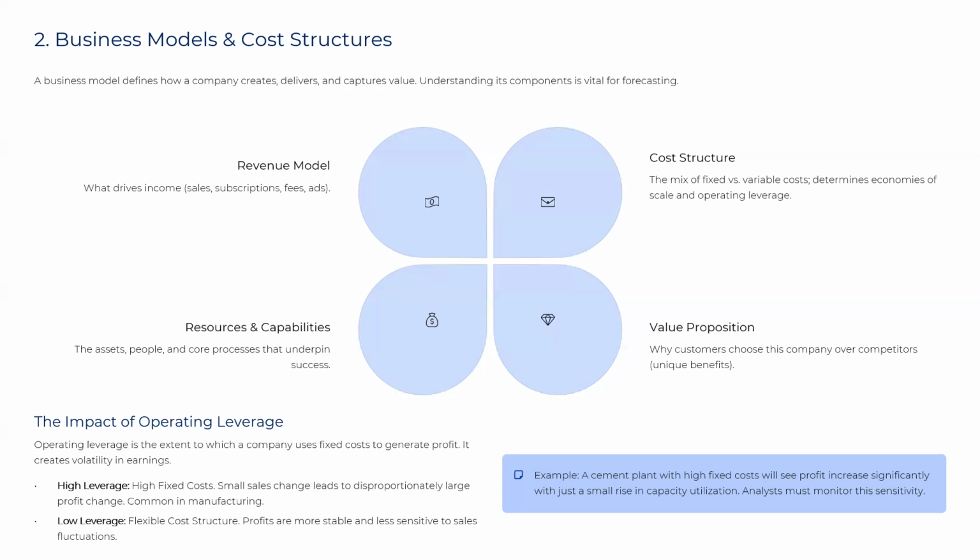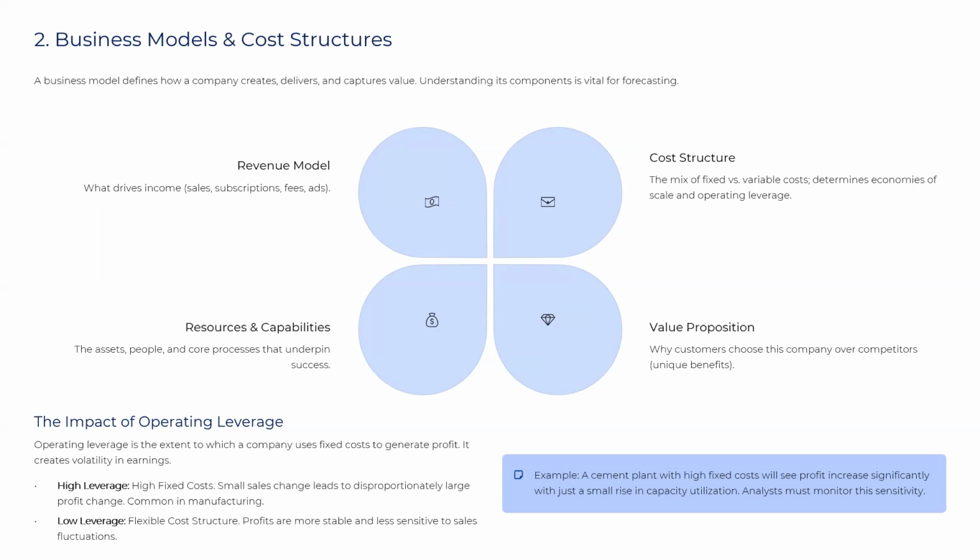So you need to be able to understand, okay, how does the company generate revenue? How does the company allocate resources? That's why we have different things here. We have the revenue model, we have the resources and capabilities, we have the cost structure, we have the value proposition. Under the revenue model, we ask ourselves, what drives your income? Is it the sales? Is it the subscription? Is it the fees? Is it the ads?